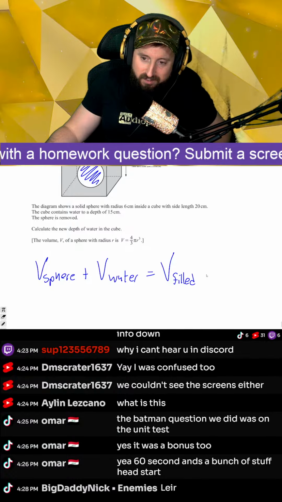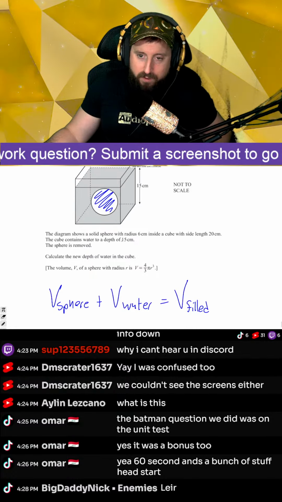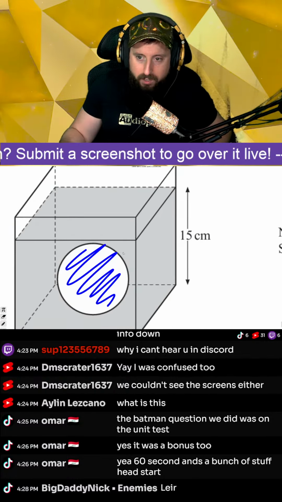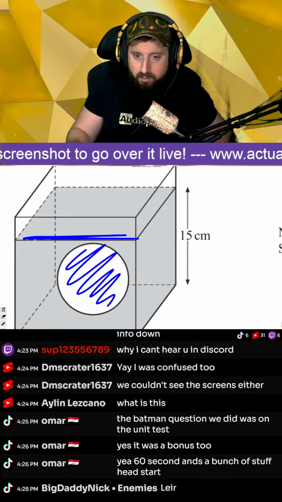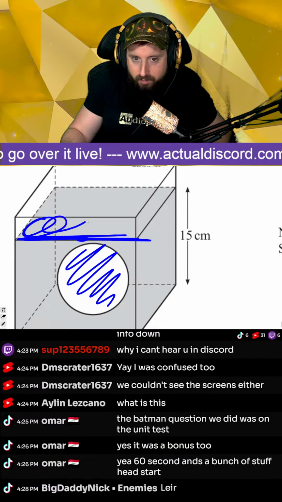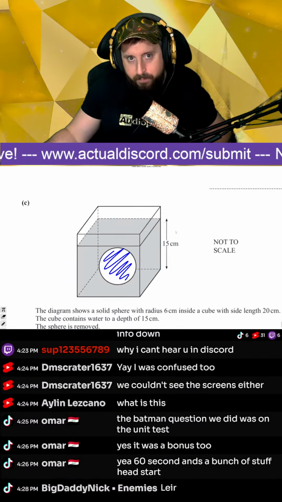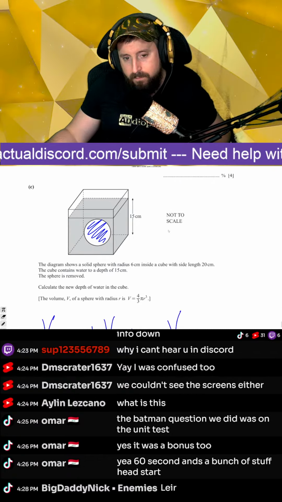What do you mean not fully filled? We know it's not fully filled, Jaden, because look, the water line only goes up to here. There's air in the cube, yeah?